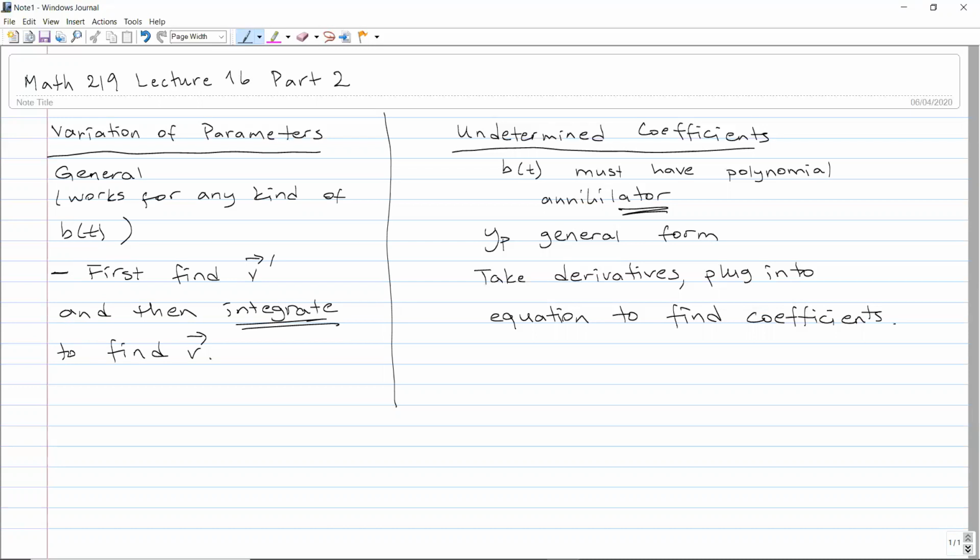So the method of undetermined coefficients just works for certain types of functions. And when you're working out the method, you differentiate. But with variation of parameters, it is more general. It works for any kind of b(t), but you need to integrate. And sometimes for certain functions, that integration may not be possible in terms of elementary functions. Then you may have to leave your answer in the integral form.